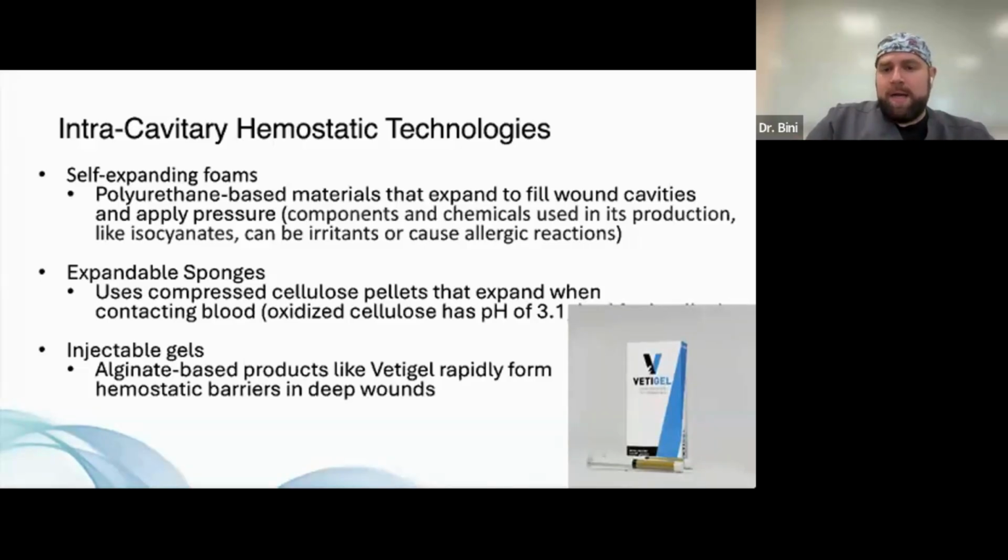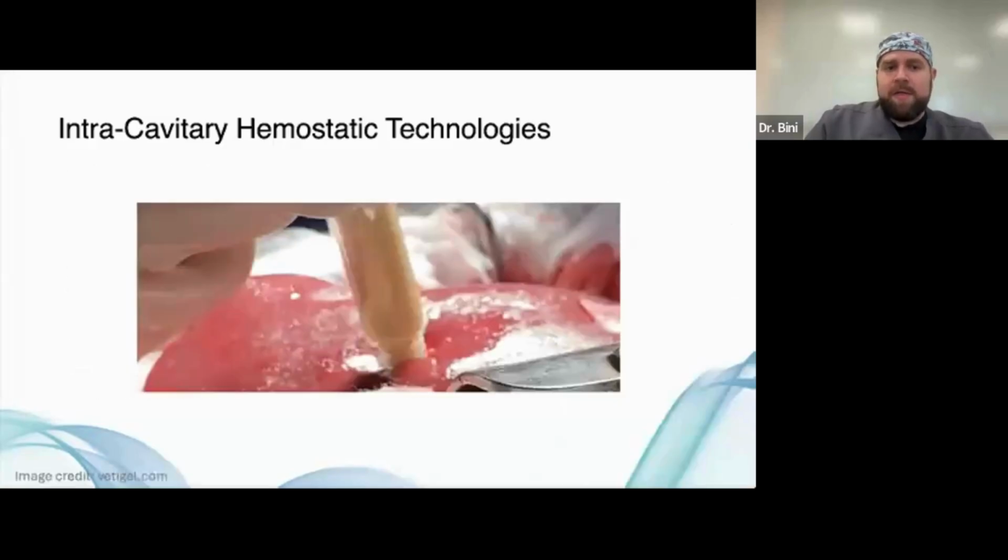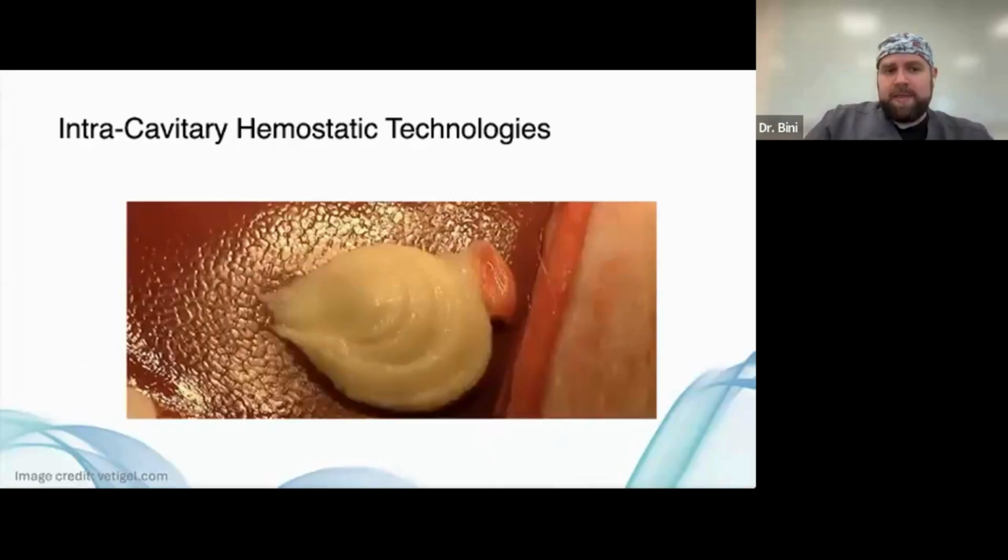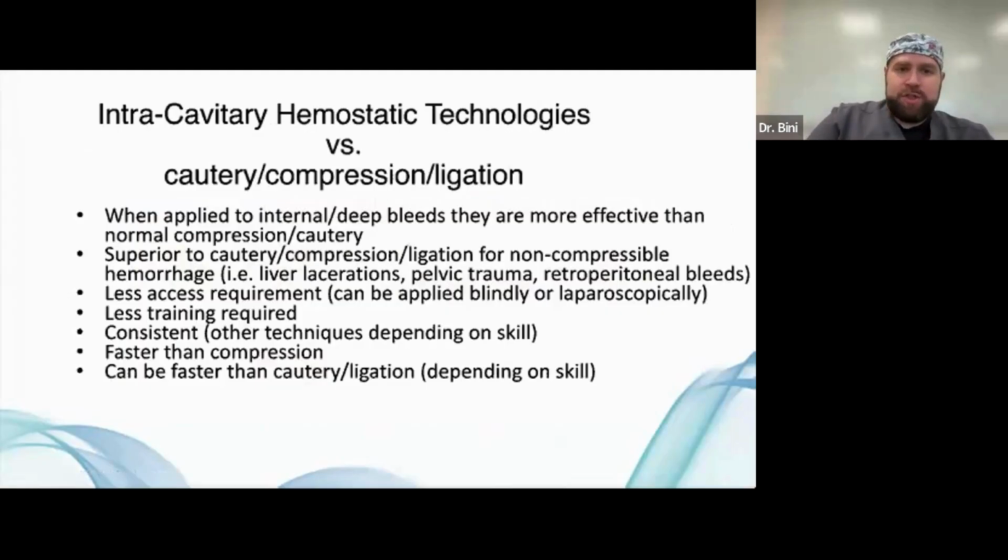They're made with alginate, which is a very safe material. Basically the way it works is that it's a gel, you just inject it into the area, in a liver biopsy, for example. You inject it into the area, it creates a blob like this, and it stops your bleeding. There is some research that showed this, and a lot of the research, unfortunately, comes from the human side, but the gel is exactly the same.